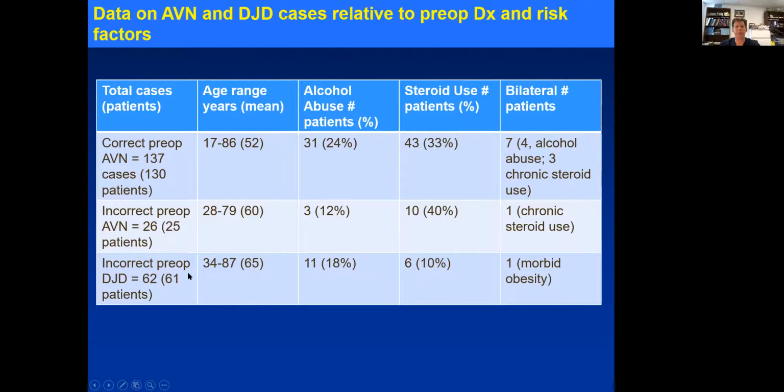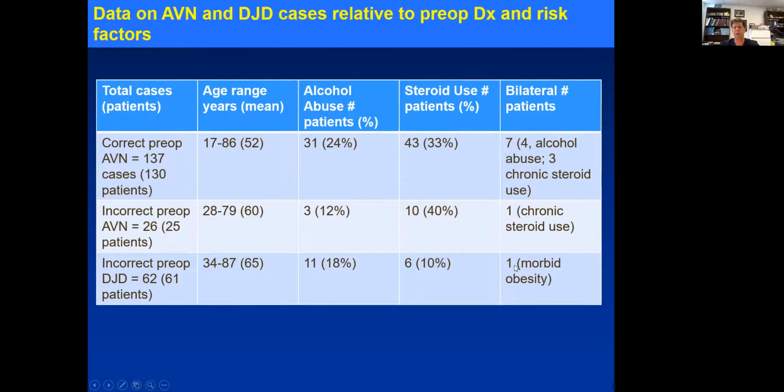Of the 62 patients who were incorrectly thought to have DJD that ultimately had AVN, a smaller proportion of those had either alcohol use or steroid use. We're looking at 28% versus 57% up here. Did that bias contribute to the misinterpretation of AVN? The fact that they were thought not to have AVN, I think it probably did. At least statistically, it showed that both from the clinical and the radiographic side.